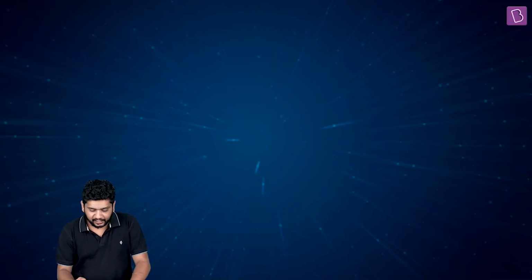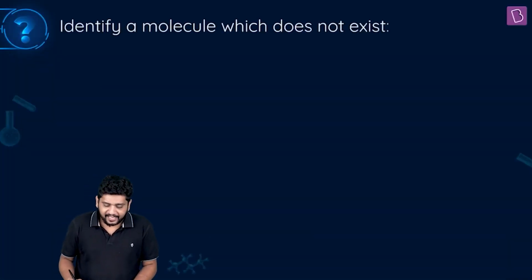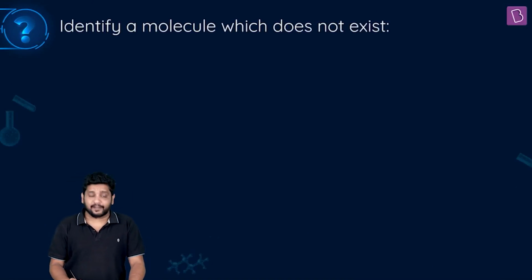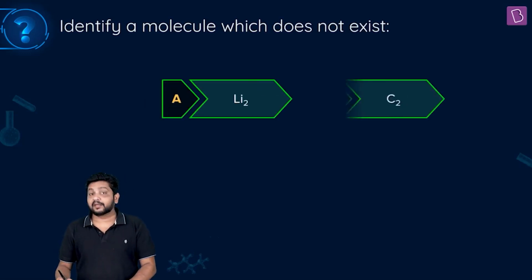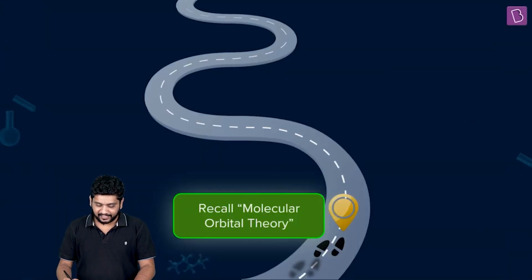Okay, so let's continue to the next question. Let's read the question. It says, identify a molecule which does not exist. A simple question based on MOT. When you look at it, I'm sure you will get the answer straight off, but let's look at the options. Li2, C2, O2 and He2, right? I'm pretty sure you already know the answer, but let's see.